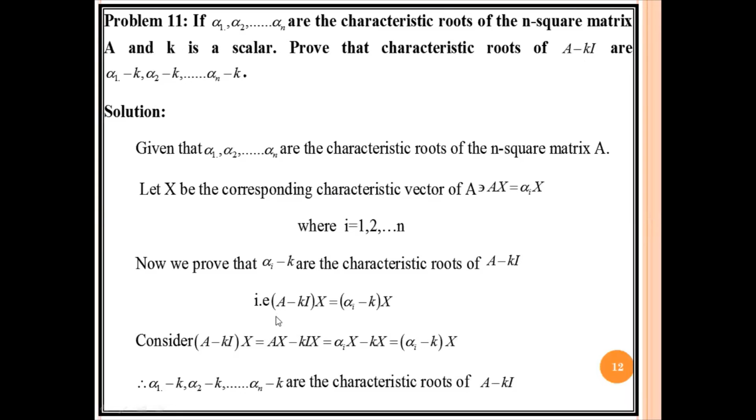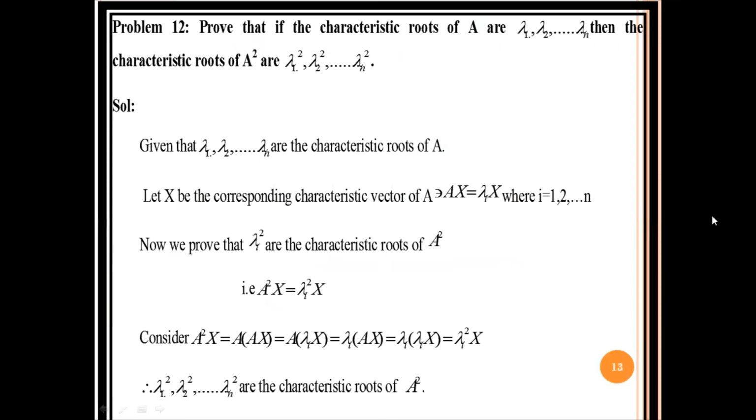Now that is what we want to show: A minus kI into x is equal to lambda into x, where lambda is alpha i minus k. Now consider the LHS, A minus kI into x. Expand it: Ax minus kIx. What is Ax? Alpha i x, minus kx. If you take x common, we get alpha i minus k into x, right? Hence alpha 1 minus k, alpha 2 minus k, ..., alpha n minus k are the characteristic roots of A minus kI. Next one, right?